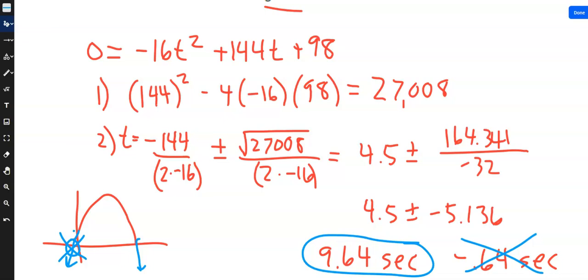So that's the end of our notes for today. I hope you understand why we tossed that answer and only had one answer to the question.